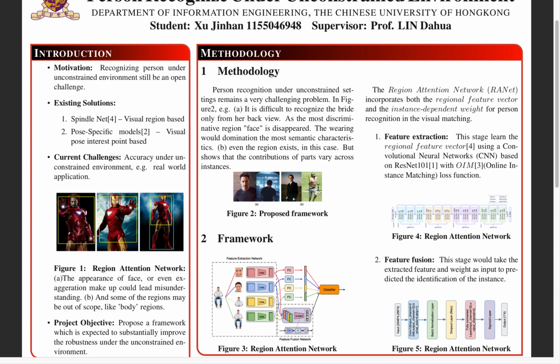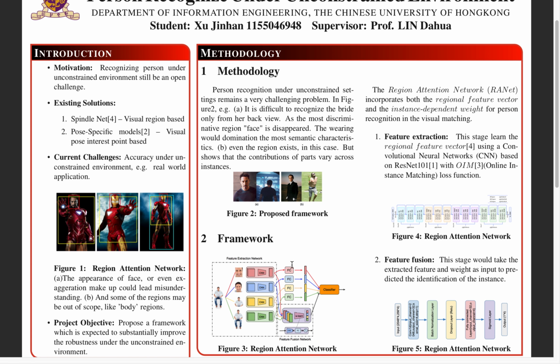instance-dependent weight could help. Of course, the face should dominate the result if possible, but if we cannot see the face, the other regions need to help, like the samples in 2a. The weight should be different for different regions in a single instance. Also, even when the region exists, the contribution of regions varies across instances, like the face and upper bodies in 2b. So that's why we call it instance dependent.